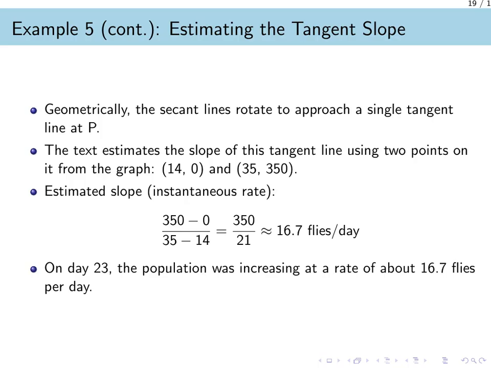To estimate this slope, we can pick 2 points that appear to be on the red tangent line, such as (14, 0) and (35, 350). The slope calculation is then the fraction 350 minus 0 over the quantity 35 minus 14, which is approximately 16.7. This means on day 23, the population was growing at about 16.7 flies per day. The essential idea to remember is that the slope of the tangent line gives the instantaneous rate of change at a single point.